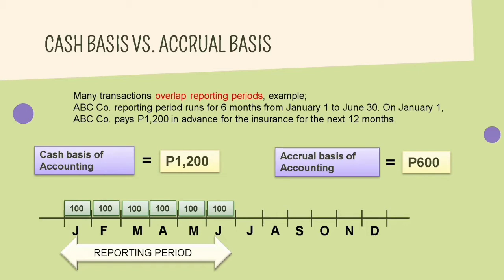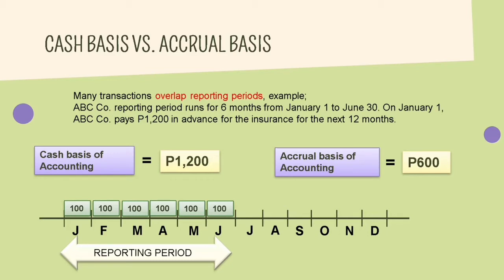Fiscal year can start and end at any point of the year, as long as it comprises a period of 12 months or 52 weeks. Then, this time, it overlaps the reporting period. Sa example, nagbayad ang company ng insurance expense for 12 months. Kapag cash basis of accounting ang pinag-uusapan, yung 1,200 na binayad niya as advance payment for January to December are recognized as expense for the whole year.